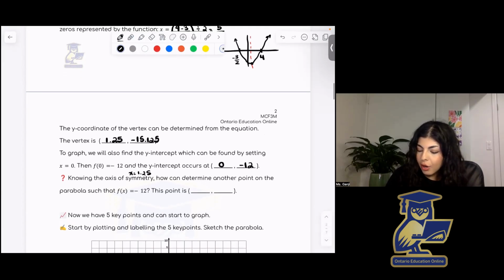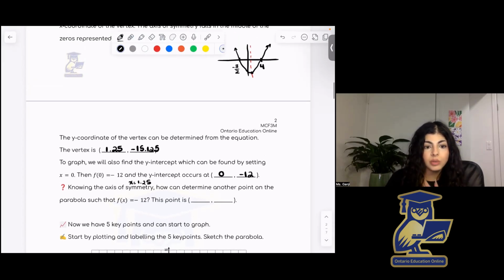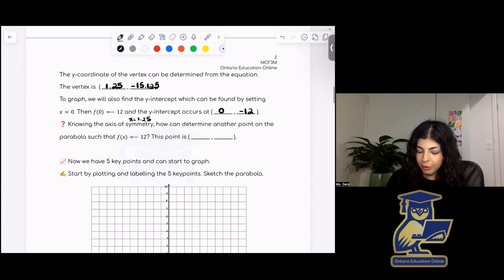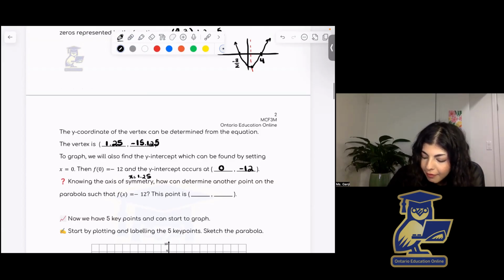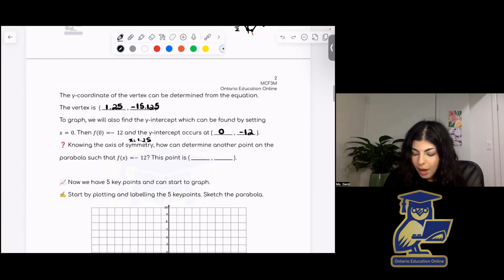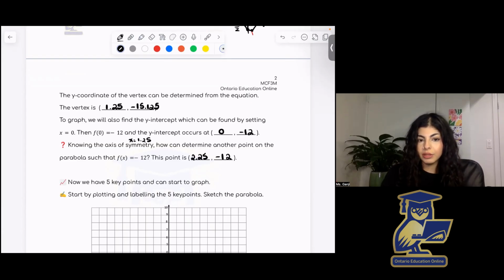So if you're looking at my mini sketch here, this is just a sketch. We don't consider this as the official graph, and we'll do that in the next part. I have a graph for you. So over here, if I have this point here, 0 to my axis of symmetry is 1.25 distance away. So then my equal point has to be 1.25 away from 1.25, which will give us 2.5, negative 12. So take a moment to verify that if it's not clear.